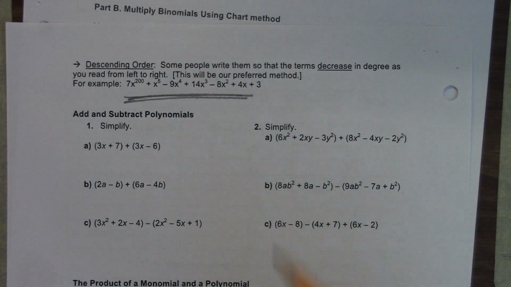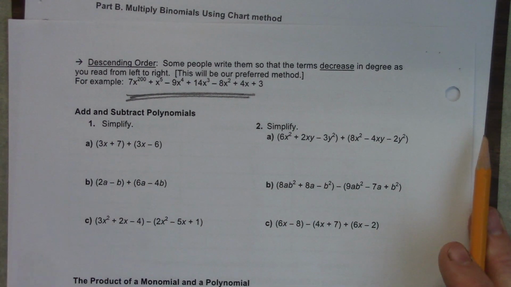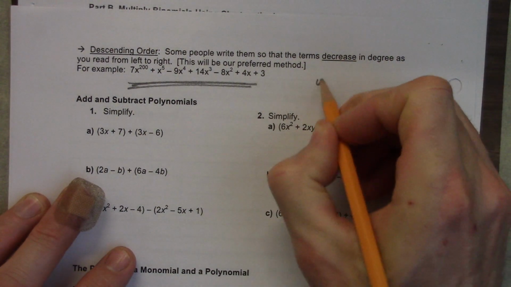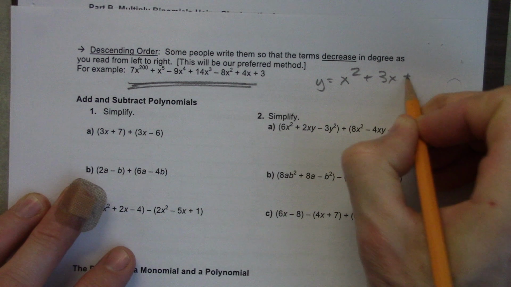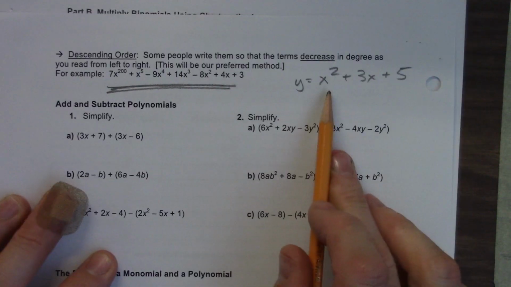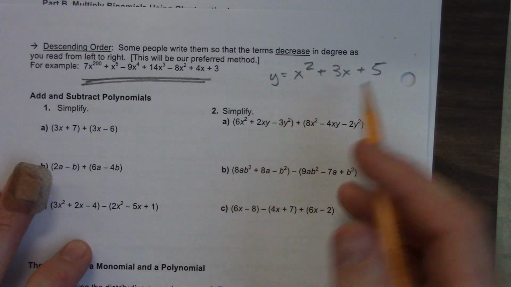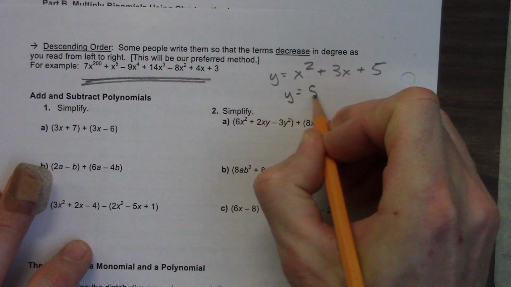Okay? Just like standard form for a quadratic that we learned in the last chapter was y equals x squared plus 3x plus 5. That is standard form for a quadratic. Never have I ever seen this.